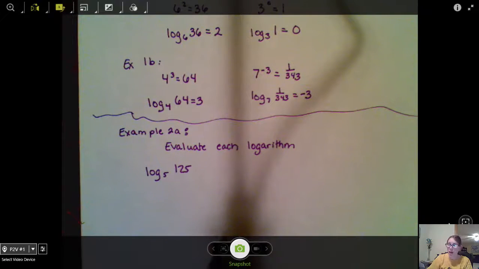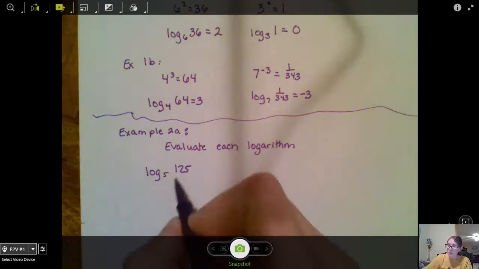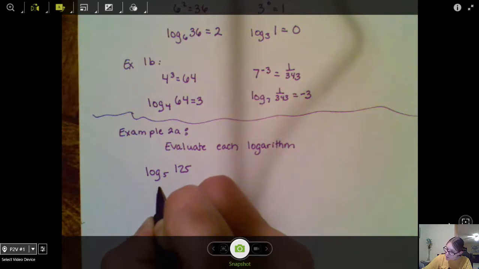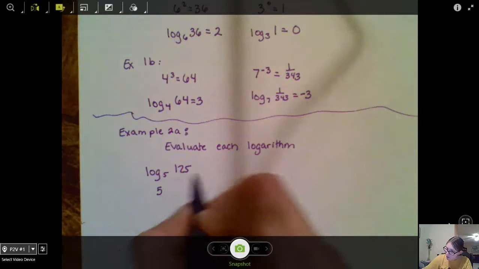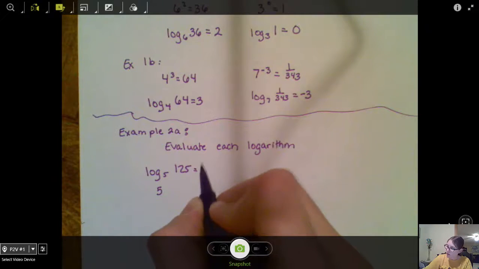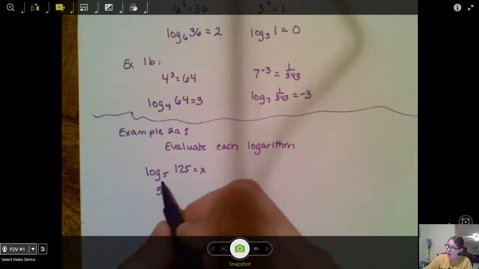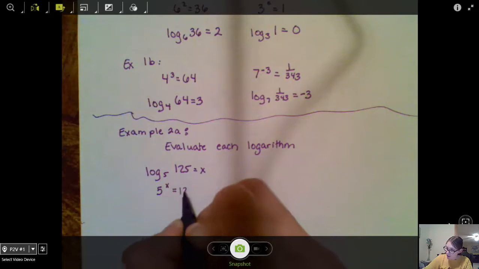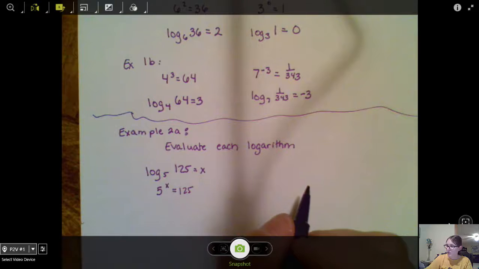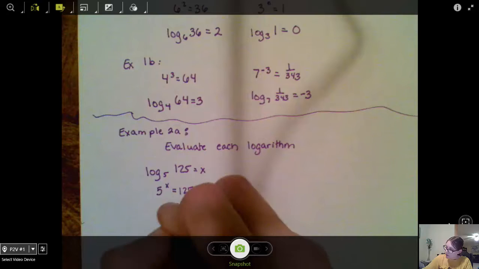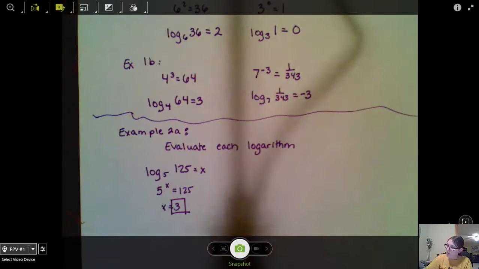Whenever you're trying to evaluate a log, it probably helps to think about what this means in exponential form. This is what we're trying to find. Pay attention to what your base is. This means 5. Pretend like there's an equal sign here. It equals x. We're trying to find x. We're trying to evaluate what our log is. So 5 to the x power is 125. Well, if you look at your power table, you'll see x is 3. So the log base 5 of 125 is 3.